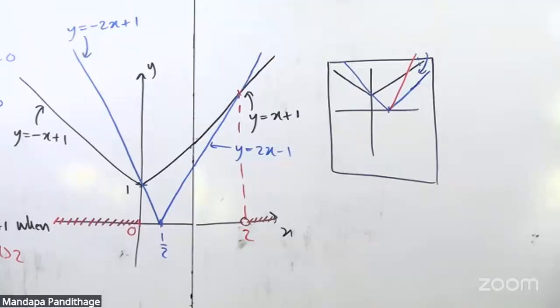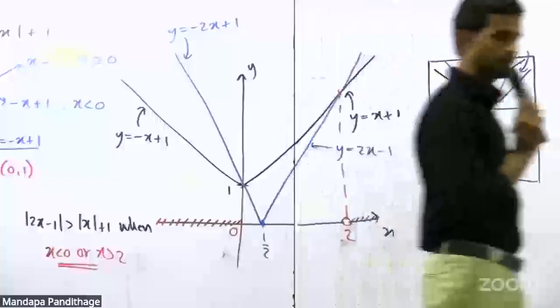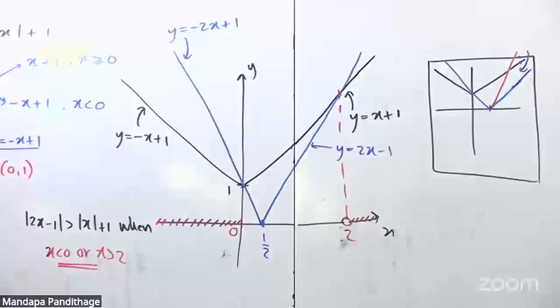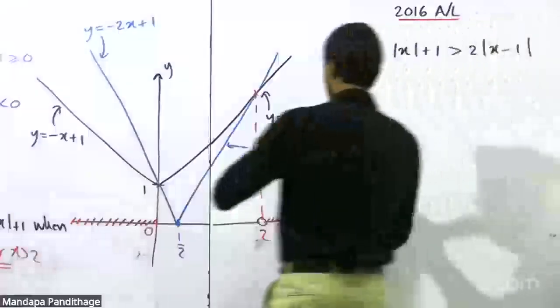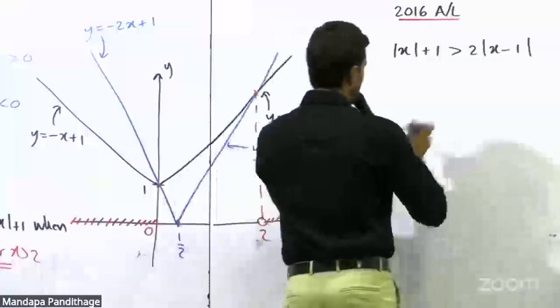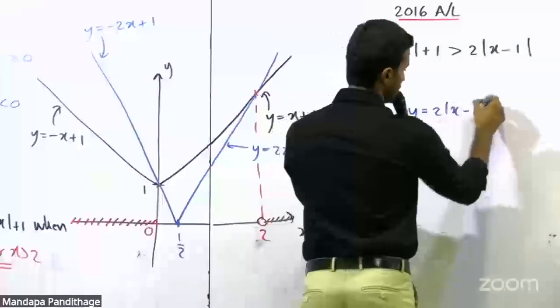So modulus x plus 1, you can use the same one. I don't know whether I'm too late to tell that, but you don't have to write the definition. You can use the same graph used in question number 11. Okay, so first, write the definition of this. y equals 2 times modulus x minus 1.